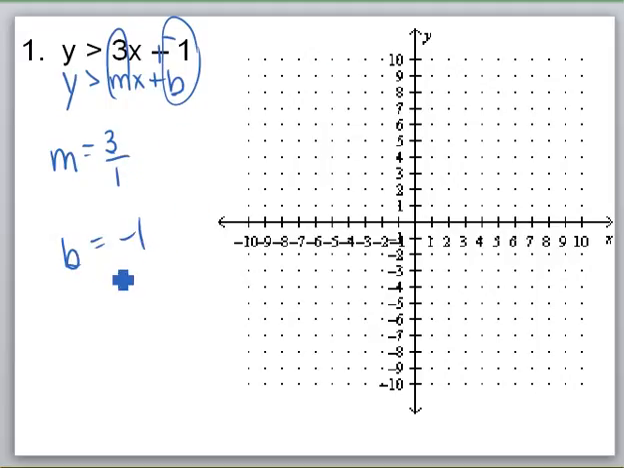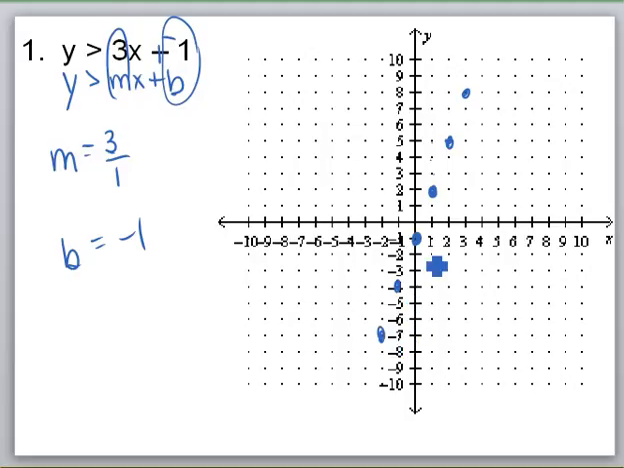Remember, we're always graphing the b part first, so we're going to graph negative 1. And then we're going to climb 3, rise 3, and run 1. Remember, we can do that as many times as we want. I'll do it a few times, and then I'll also go the other direction. Negative 3 over to the left 1.